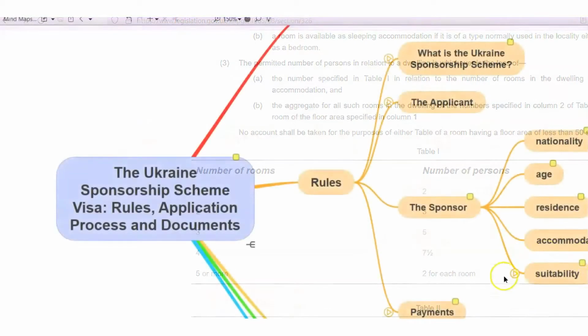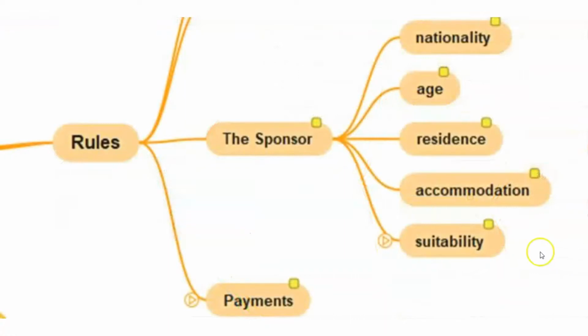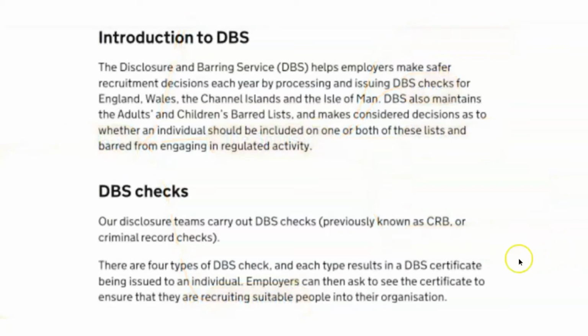And finally, the sponsor will need to prove that they meet the suitability requirements. So in other words, that they are of good character and it is perfectly safe for the applicant to join them in the UK. And the way to meet the suitability requirements is to undertake the DBS checks. I suggest that you do this as soon as possible because it takes time. DBS checks, in simple words, is known as requesting a copy of your criminal record.